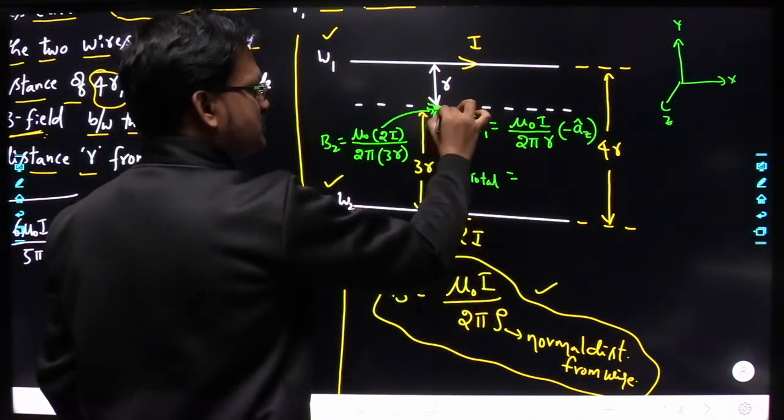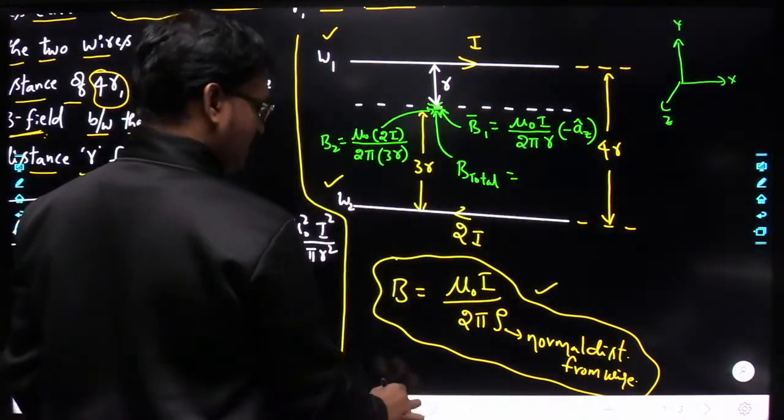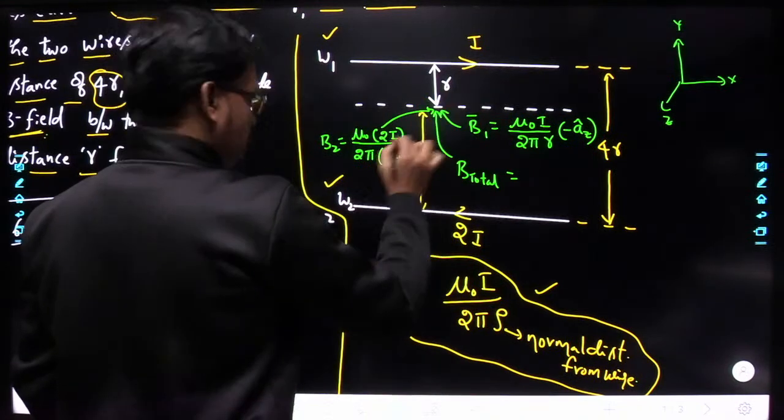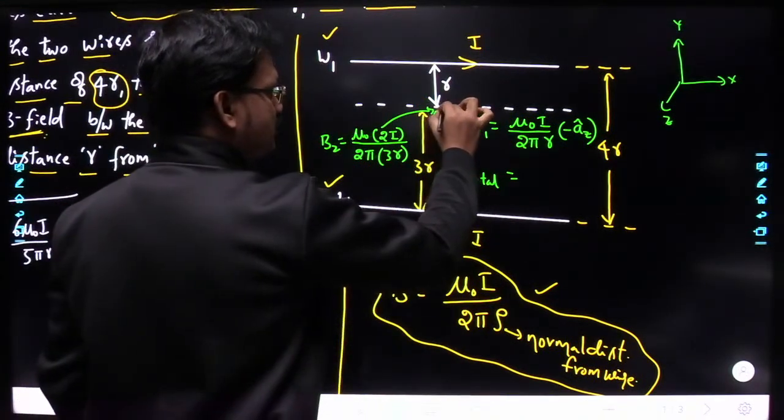Generally, if it is pointing into the board, how will we represent it? So B1.